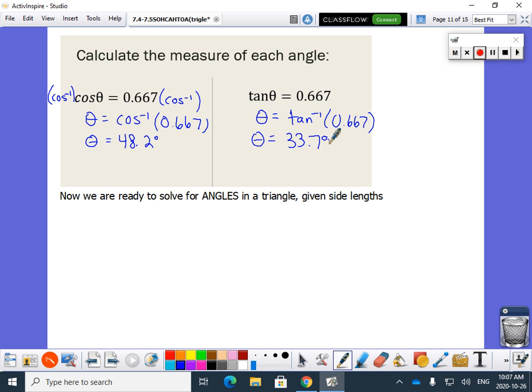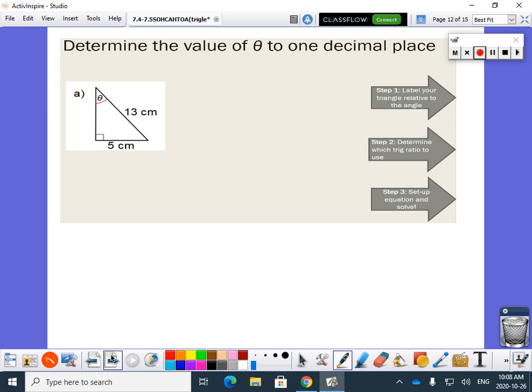Good? Okay, so we've done examples where we have a triangle, we label it, and then we calculate the unknown length. Well, now we know how to do a question where we label it and we have to calculate an unknown angle. So that's what we're going to do now. So 2 different types of questions. Determine the value of theta to 1 decimal place. Before it would say value of x, because earlier we were determining side length. Now it's theta, which is our angle measure.